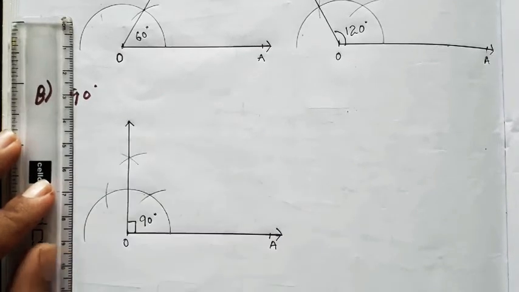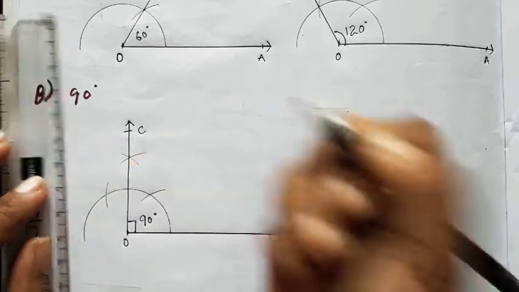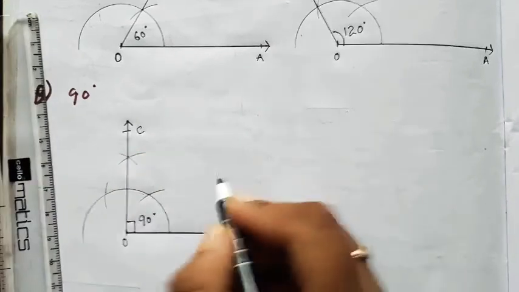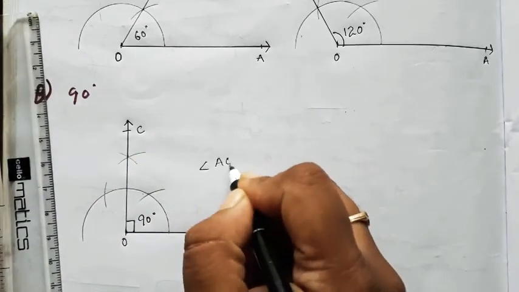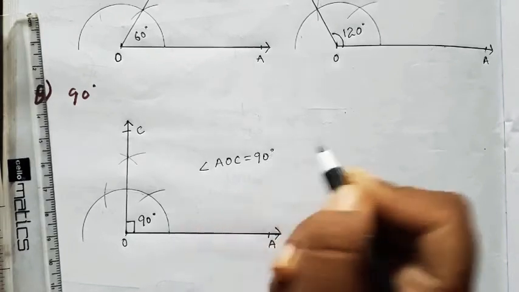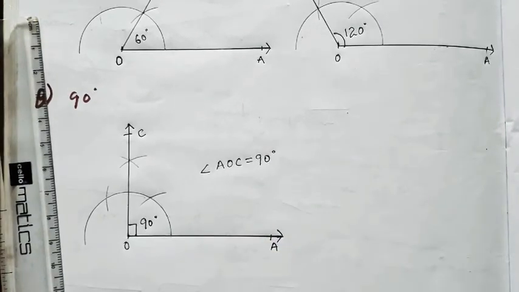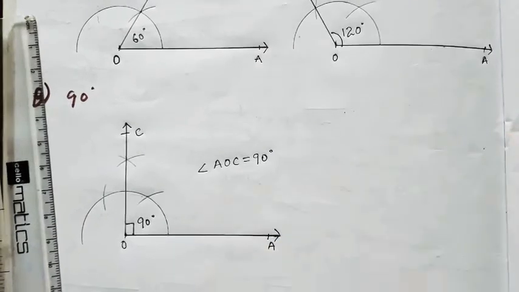Make it a ray and mark point C, or any point you can take. Or here you can also write that angle AOC is 90 degrees. It's your choice. If you want to write, then fine. If not, then also good. I hope it is clear.